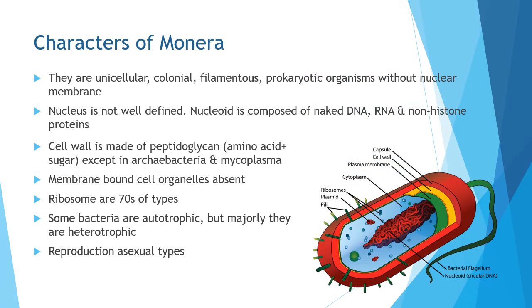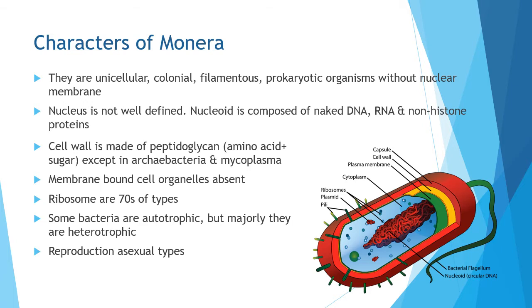Now, let's see the characters of Monera. They are unicellular, colonial, filamentous, prokaryotic organisms without a nuclear membrane. Their nucleus is not well defined. So what do they have instead of a nucleus? They have a nucleoid. Nucleoid is composed of naked DNA, RNA and non-histone proteins.